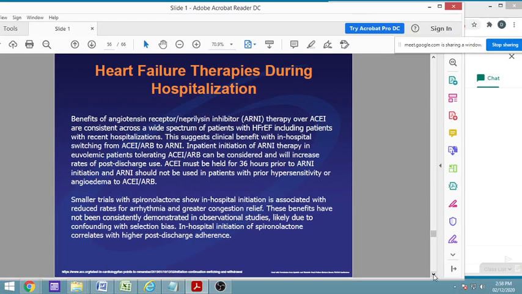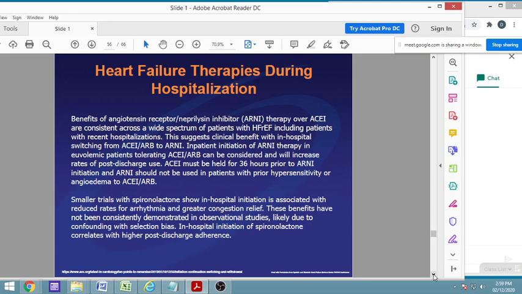Heart failure therapies during hospitalization: what are the various therapies? Just now we have seen that ARNI is one of the promising newer treatments, and it has been found to be more beneficial than ACE inhibitors. There is clinical benefit in hospitalized patients switching from an ACE inhibitor or ARB to ARNI. Initiation of ARNI therapy, particularly in euvolemic patients, where the blood volume is the same and who are tolerating ACE inhibitors or ARBs, can be considered and will increase the rate of post-discharge use.